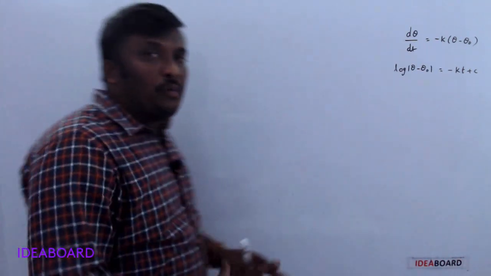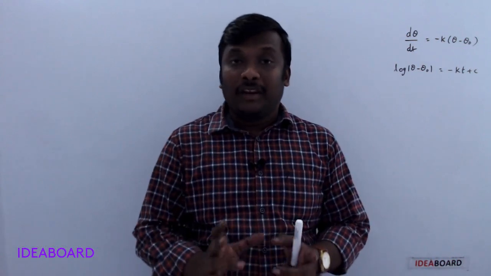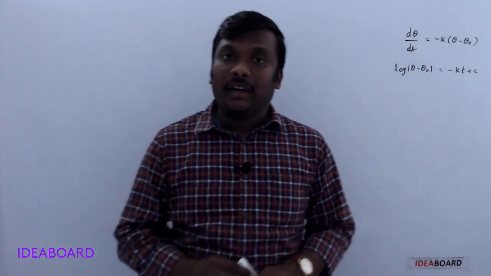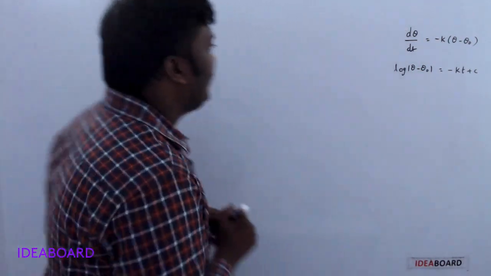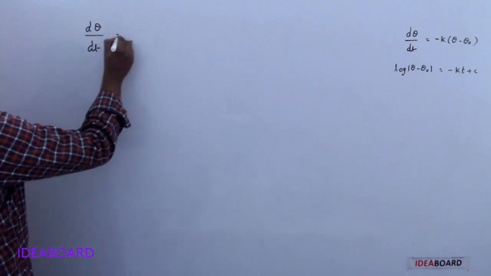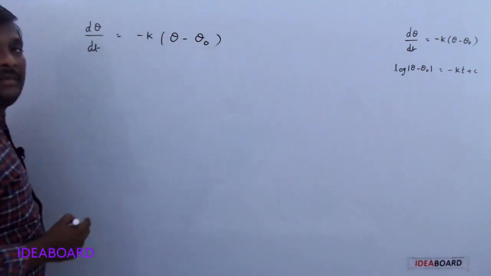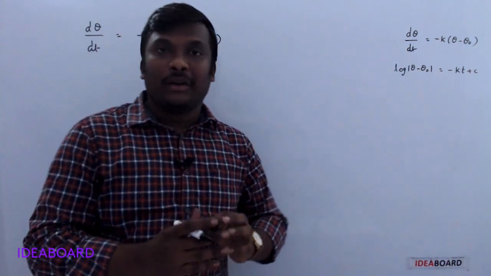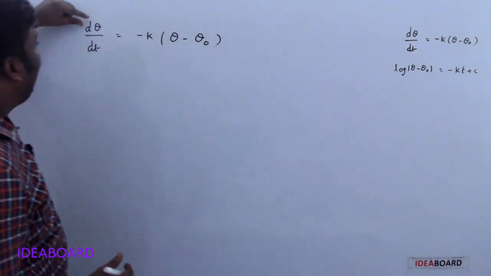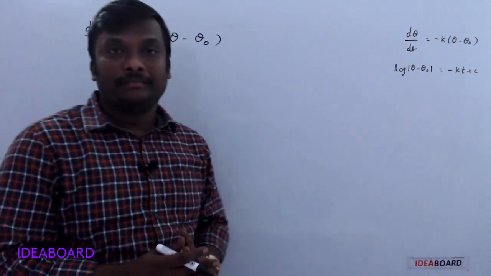Now, most of the time in objective examinations, the question is framed from Newton's law of cooling based on this concept. Listen very carefully. From this equation, you can take d theta by dt as minus k into theta minus theta naught. Here, what is theta naught? Surrounding temperature. Theta is the temperature of the body. D theta is the change in temperature of the body with time.